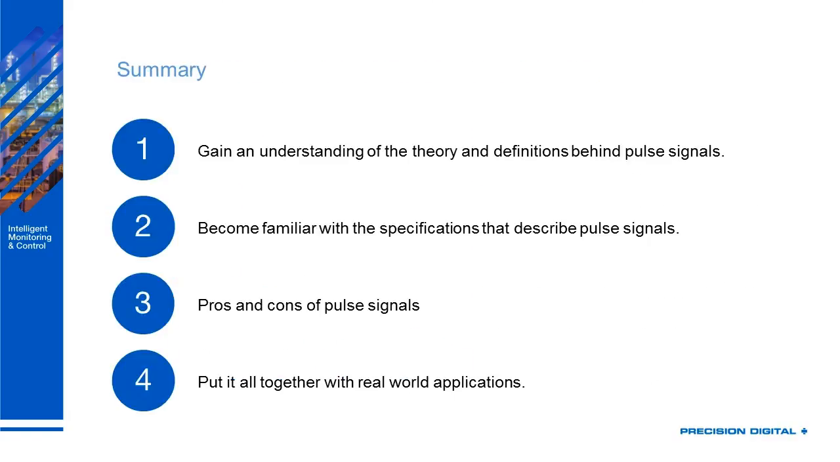So in summary, what did we look at here? Well, hopefully we gained an understanding of the theory and definitions behind pulse signals. You understand pulse frequency, pulse amplitude, what a pulse signal might look like, and the fact that it's always on or off. We became familiar with those 2 key specifications that describe pulse signals and cause people the most headache: the maximum frequencies and those voltage amplitudes and thresholds. We talked about the pros and cons of pulse signals. And we put it all together with a couple of real-world applications that hopefully show ways that you can use pulse signals that will make sense for you.